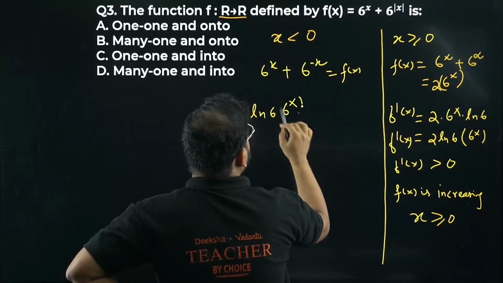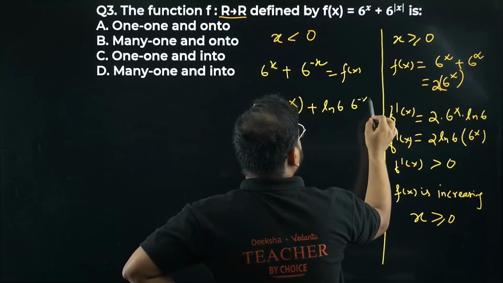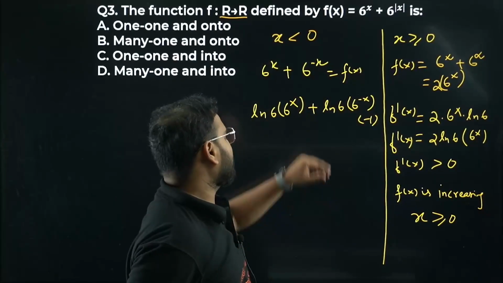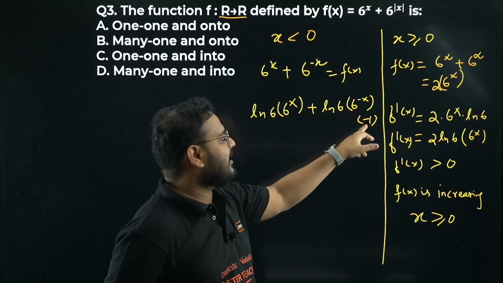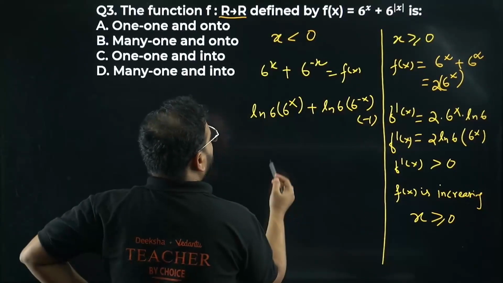6 power x as it is, plus again the same thing will come, ln 6 power minus x into minus 1 will come. For minus x, I'm applying the chain rule. First differentiate this part, it will become as it is, and you have to apply the chain rule, for minus x also becomes minus 1. Okay, what I'm getting for this is my f dash x.